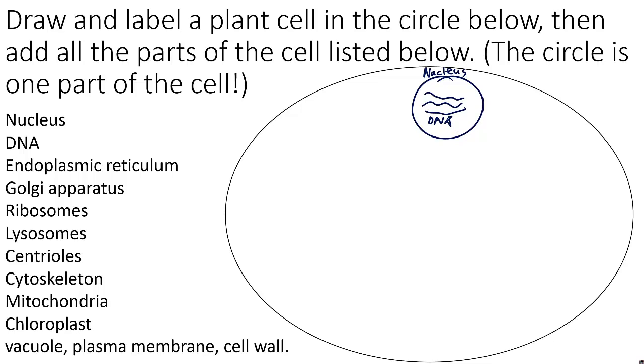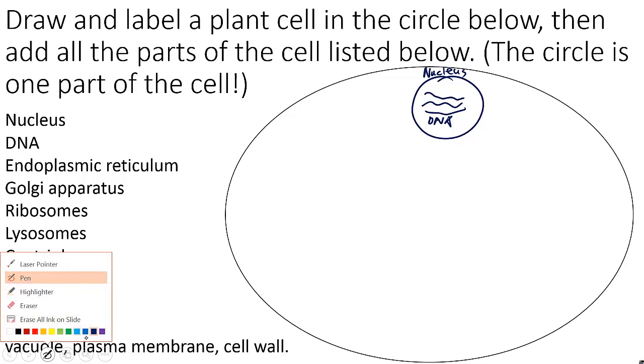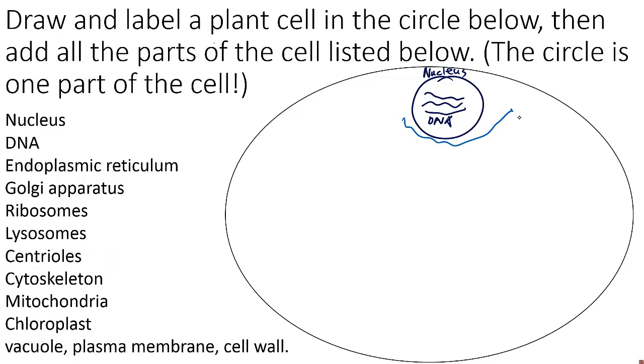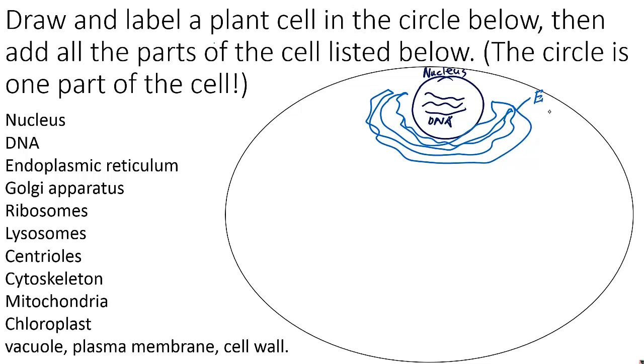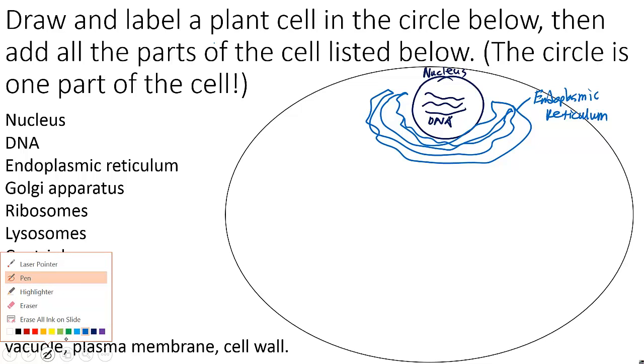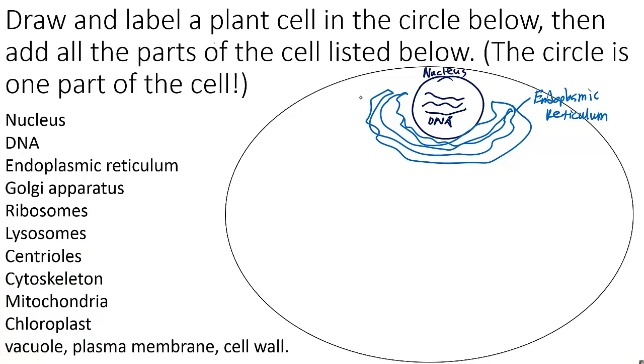Now I need an endoplasmic reticulum. Let's see. It's going to go back and forth, and it's right around the nucleus. Okay? It's right around it like this. This is my endoplasmic reticulum. You should show it right outside your nucleus, okay? The Golgi apparatus I'm going to put over here. It's also a membrane that goes back and forth like this, right? This is my Golgi apparatus.